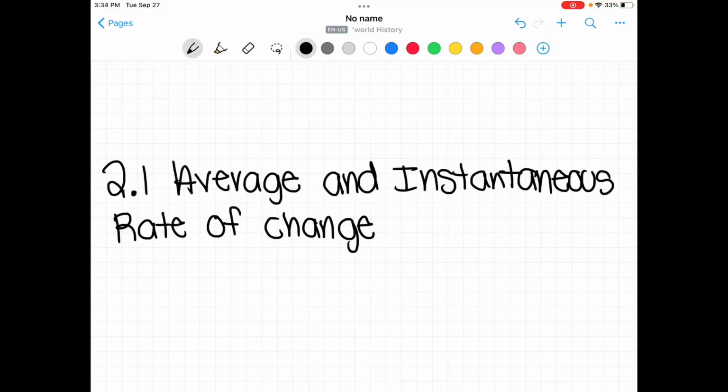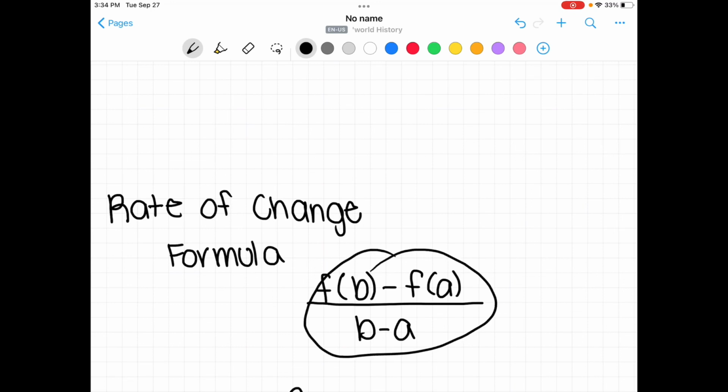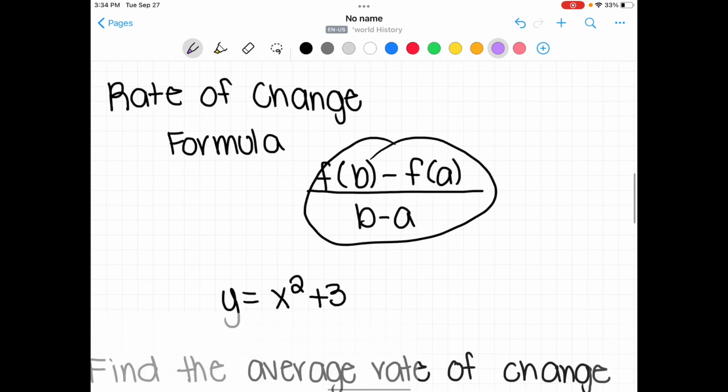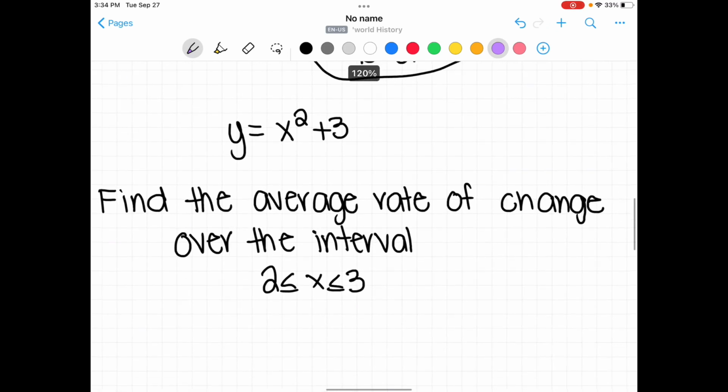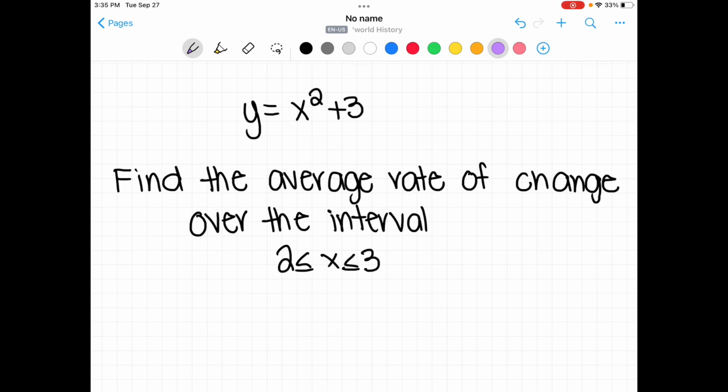Alright, today we're going to be discussing Unit 2.1, Average and Instantaneous Rate of Change. You'll remember the rate of change formula from the first unit, which is just this one right here. I'm going to switch colors. Alright, so we're going to find the average rate of change over the interval 2 is less than or equal to x, which is less than or equal to 3.